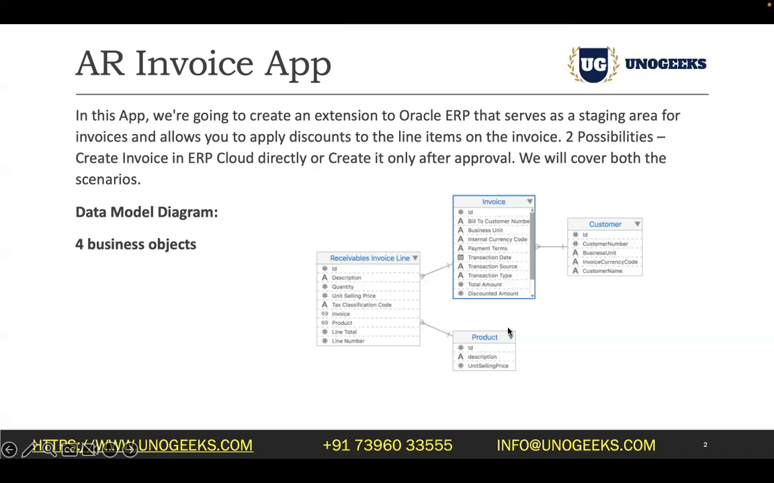And on a line, we would be picking up a product, right? So the product would also be stored as a reference field. So these are the four business objects that we need, and these are the columns that we need within them. One customer could have multiple invoices, one invoice could have multiple lines, and multiple lines could have the same product. So that's why you see a many-to-one relationship there.